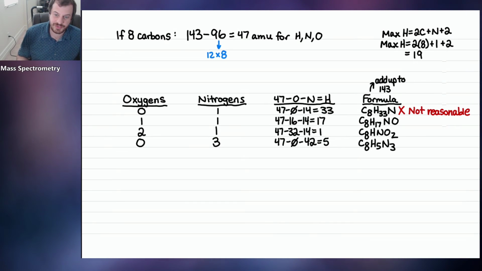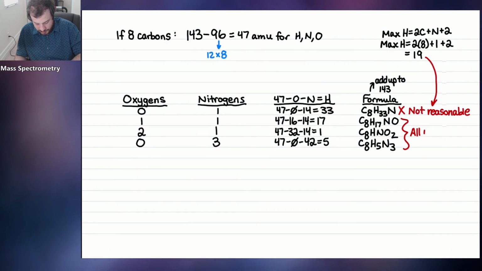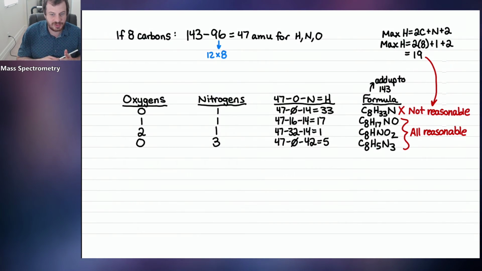And that's because there's too many hydrogens. If there were 19 or less, then I would say it's reasonable. All the others, though, are reasonable. And so this might be an example problem, and you'll see that this is a problem on your little handout to do, is just to provide some reasonable molecular formulas for a given mass spec data.